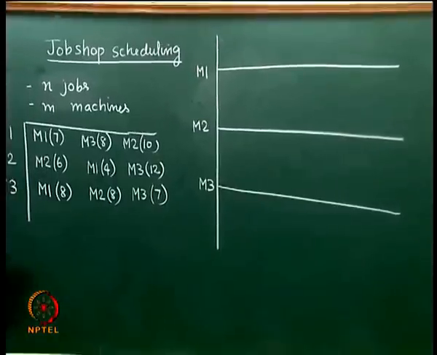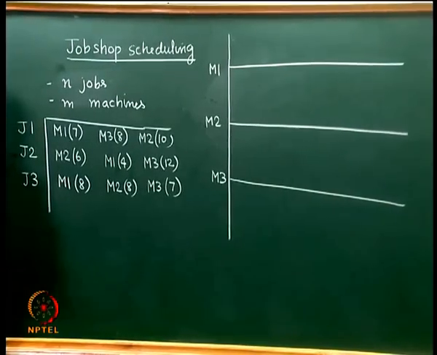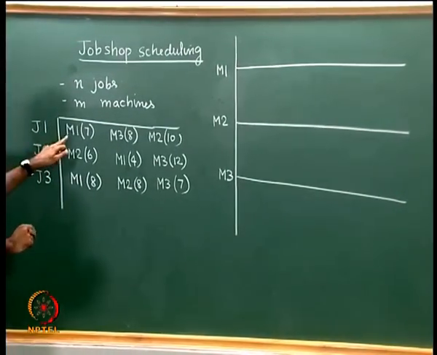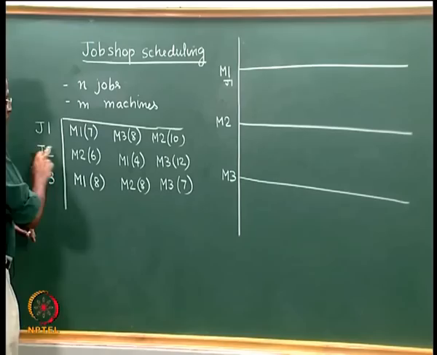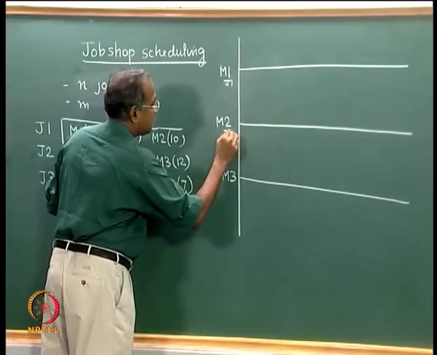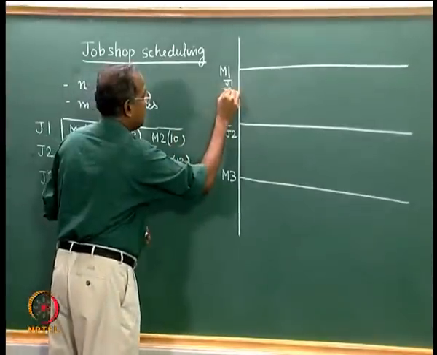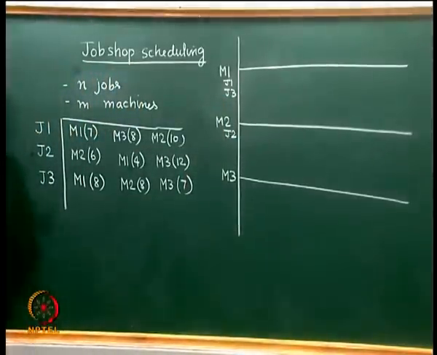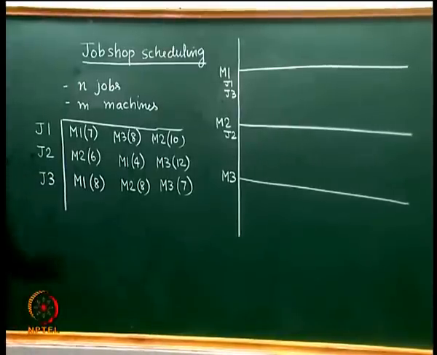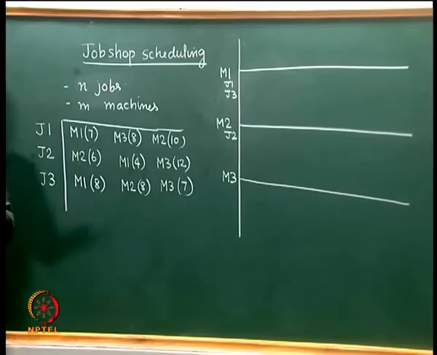Now, we let each job go and stand in front of its first machine. So, J1 will go and stand in front of M1, J2 will go and stand in front of M2, and J3 also will go and stand in front of M1. Now, we are at time equal to 0, all the jobs are available and each job is waiting in front of its first machine to be processed.